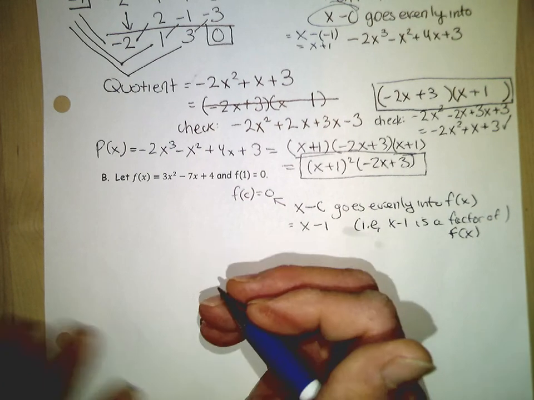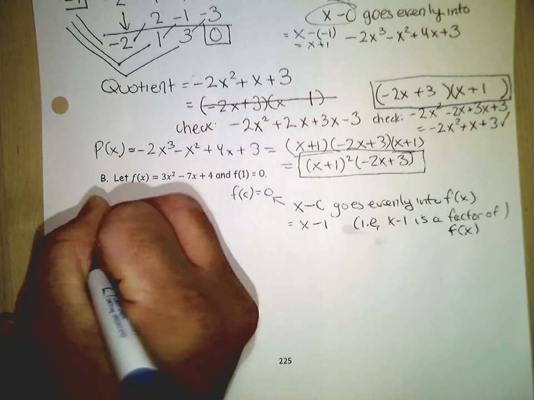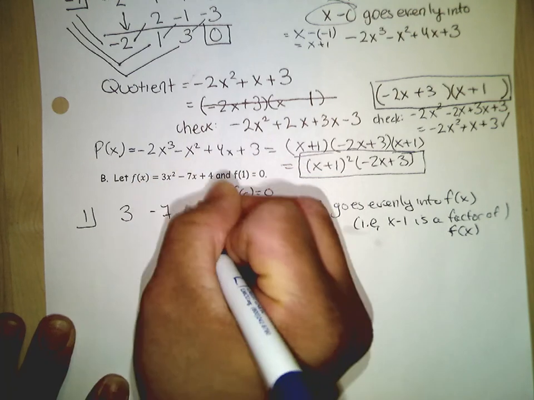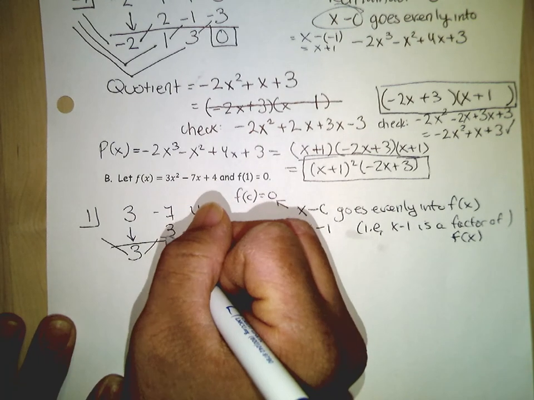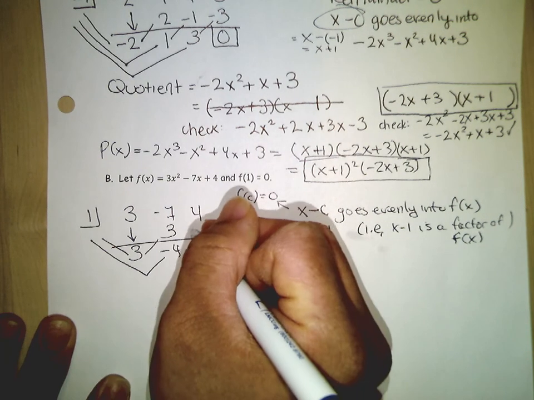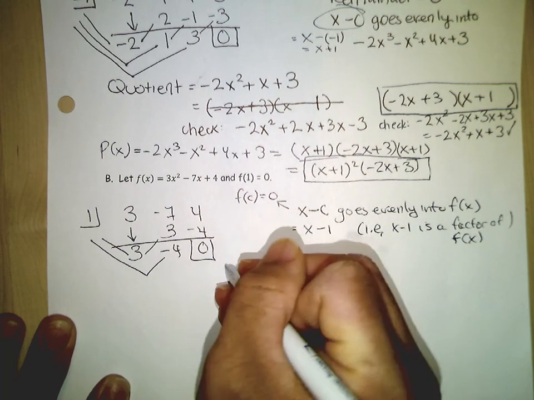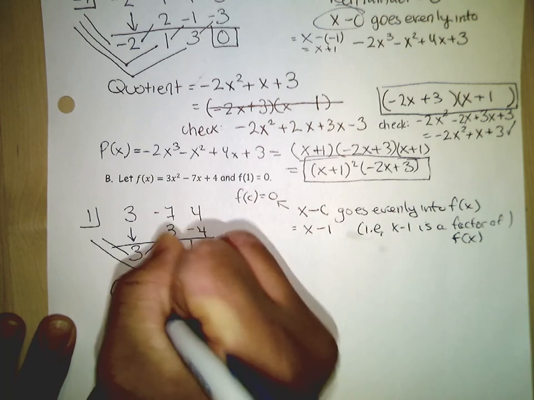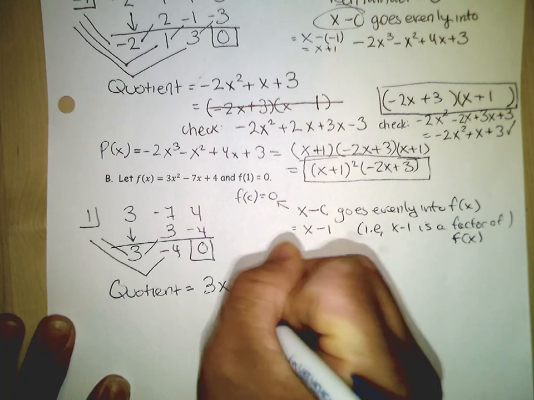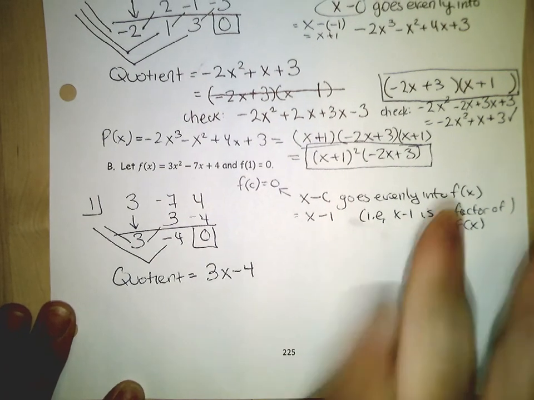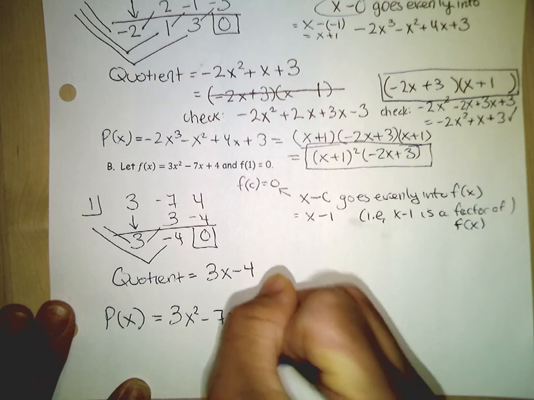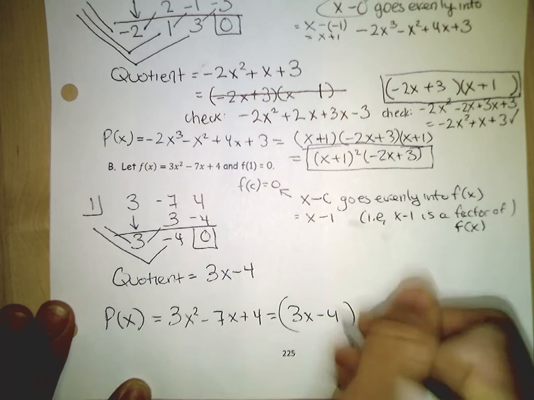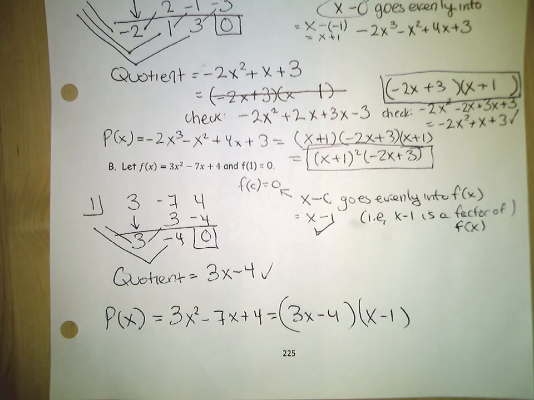All right, so now let's do the same thing here. C was 1. Then we need the coefficients here. We have the 3, the negative 7, and the 4. Let's bring down the 3. 1 times 3, 3. Then add negative 7 plus 3 is negative 4. 1 times negative 4 is negative 4. 4 minus 4 is 0. This is the remainder here, so that means that the quotient is going to be 3x minus 4. So then we can go ahead and write 3x squared minus 7x plus 4 as 3x minus 4 times x minus 1. So hopefully that all makes some sense here.